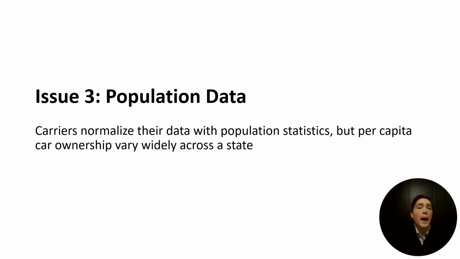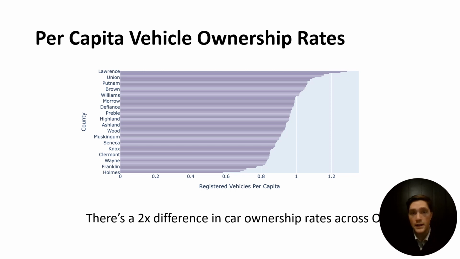So let's talk about population data as well. Carriers normalize their population statistics, but the per capita car ownership can vary widely across a given state or county. Again, if you look at total crashes within a given county, and then you make an assumption that the given county has X amount of people in it, that can really skew your results when you look at Ohio again, and we look at different per capita vehicle ownership rates.